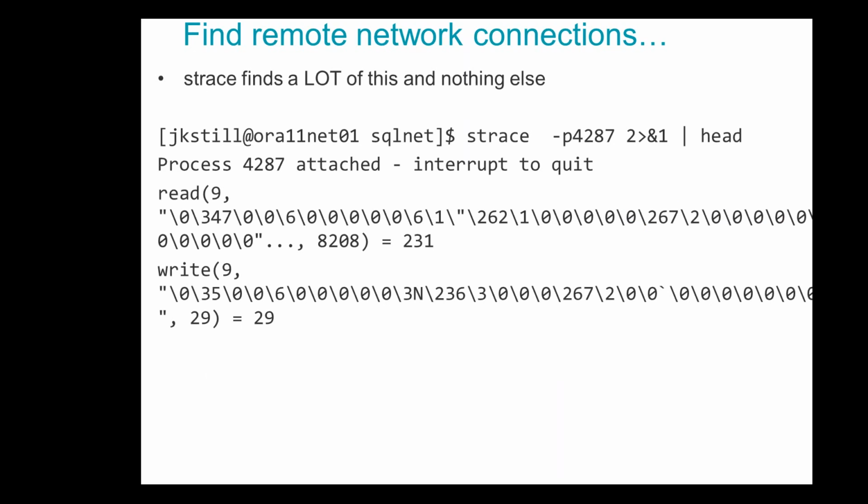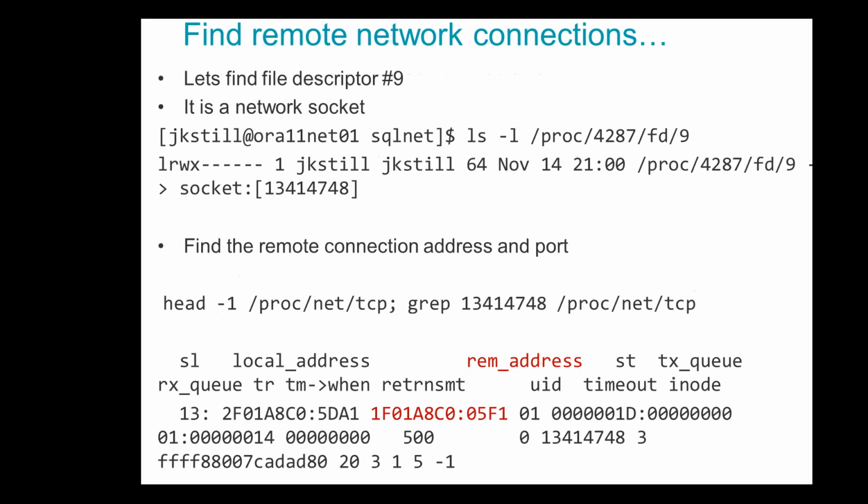So we ran strace on the process and we find a lot of this. We see read, write, very fast. It'll scroll by the screen faster than you can read it. And all of it was to the same file descriptor, in this case number 9. So let's find out what file descriptor number 9 is.